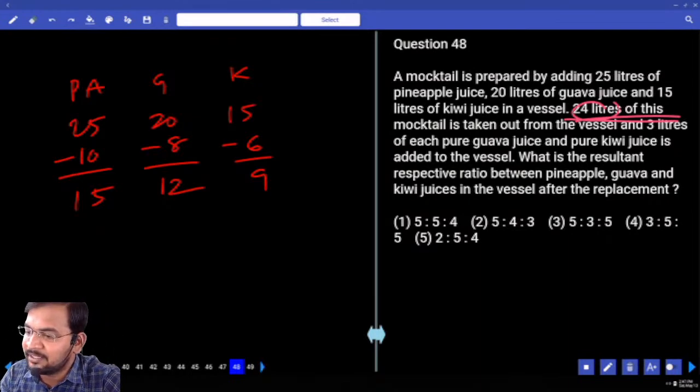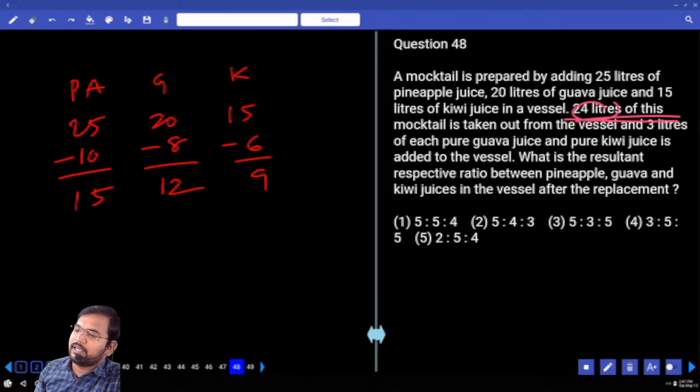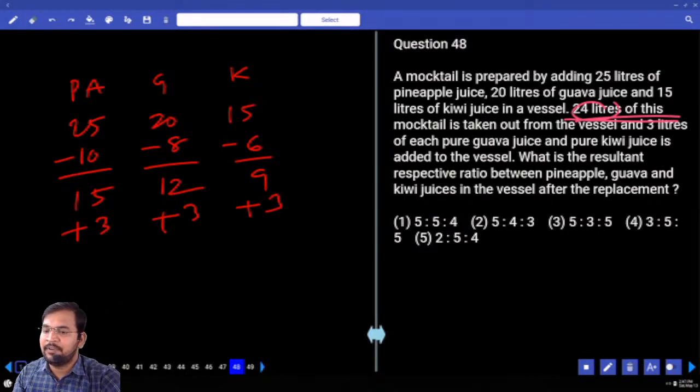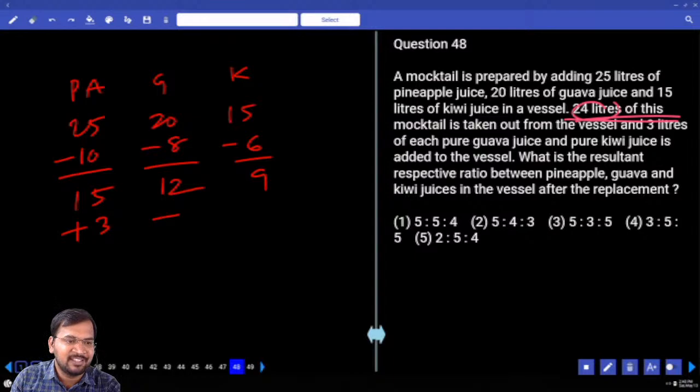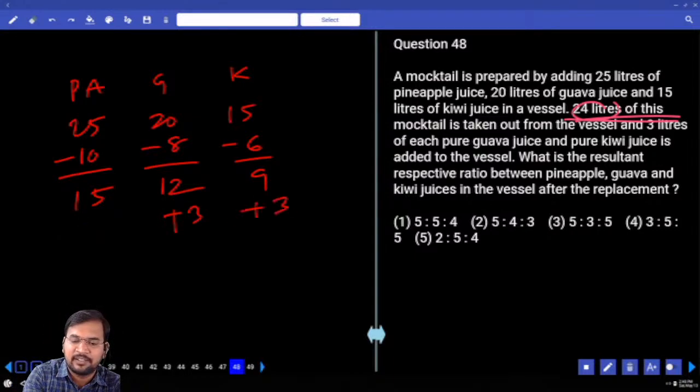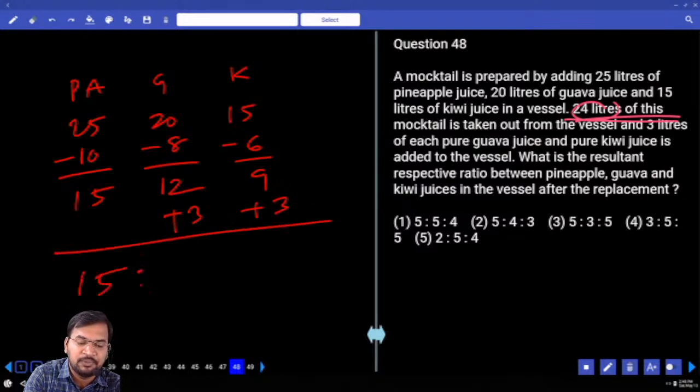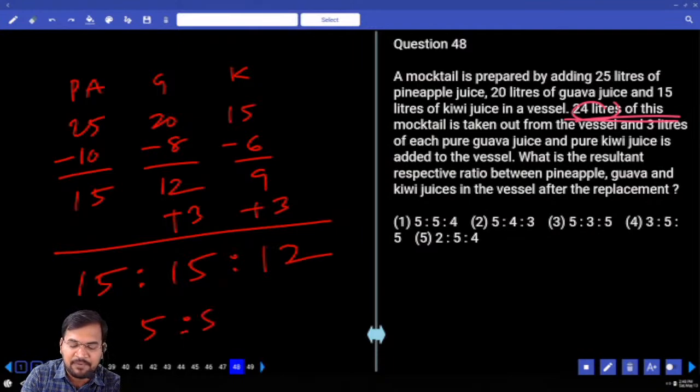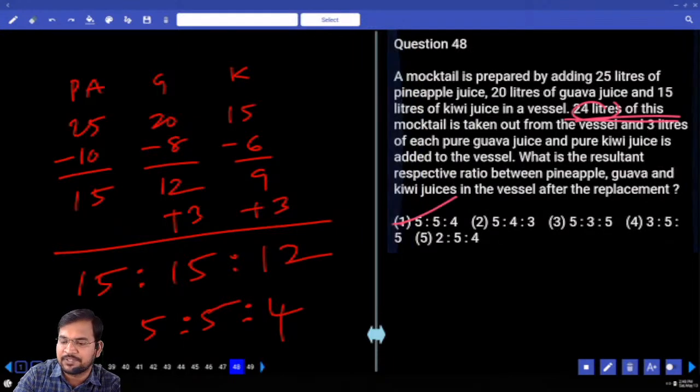And what you are adding? 3 liters of each, pure guava juice and pure kiwi juice. Pineapple doesn't add. Only guava and kiwi. Then final ratio is what? 15 is to 15, 12 plus 3 is 15, 9 plus 3 is 12. So 15 is to 15 is to 12, that is 5 is to 5 is to 4. Your answer is 5 is to 5 is to 4.